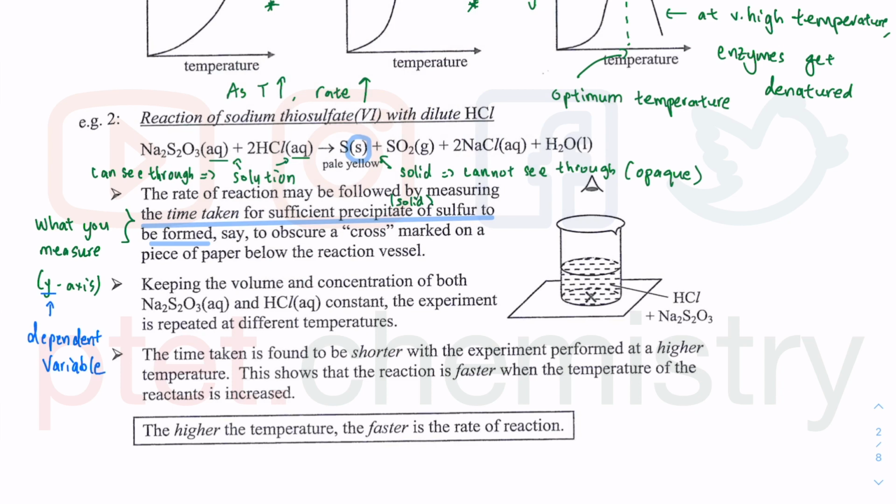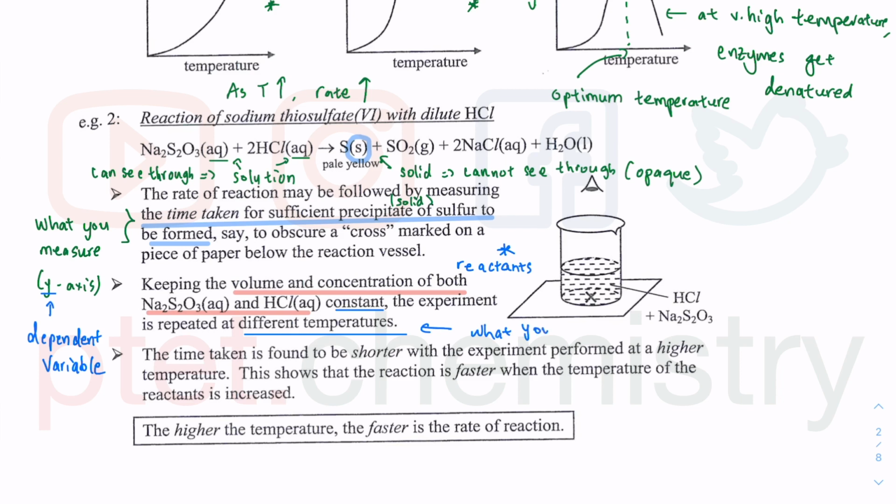Now we need to keep a couple of other things constant because we know that volume and concentration of both the reactants. So here, this is an example of these two reactants. They've just said concentration of both of these. But if you have a different reaction, then you just say concentration of your reactants, based on the question. Okay, you keep them constant. You keep them constant because we are changing temperature. So this is what you change.